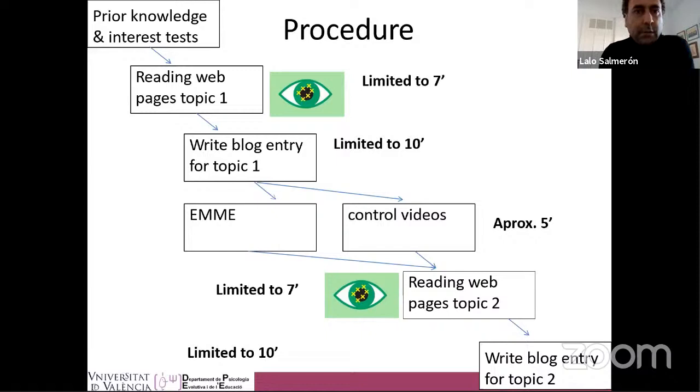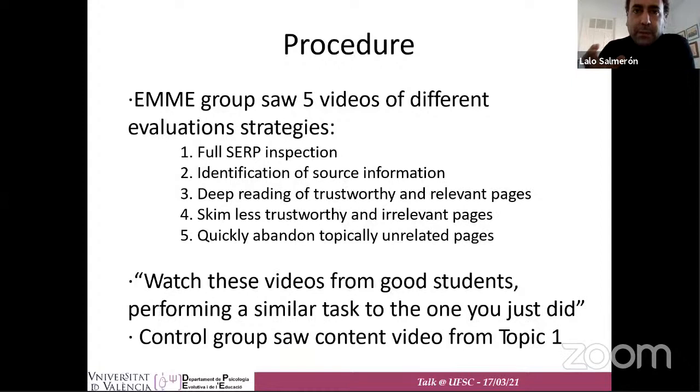So what exactly do those MME videos look like? We use specifically five that corresponded to five theoretically relevant strategies that expert students apply when evaluating information on the internet. First one was about this idea of the full inspection of the Google list before proceeding. So students will just watch a single screen of a Google page, and then they will see the dot reading everything from top to bottom, and even rereading something before clicking.